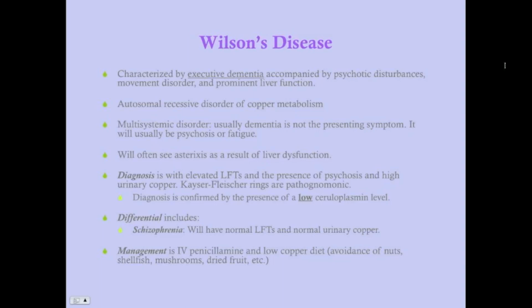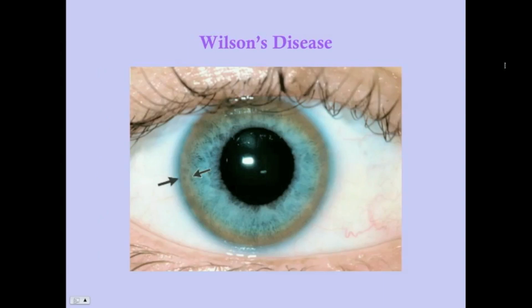And definitely they're going to have a normal urinary copper. The management for Wilson's disease is to chelate out the copper that's free, and that's done by IV penicillamine. And then we're going to want to make sure that they don't have high copper again, so we're going to keep their copper diet low, and that's done by avoidance of nuts, shellfish, mushrooms, dried fruit, and other high copper foods. So IV penicillamine and a low copper diet.